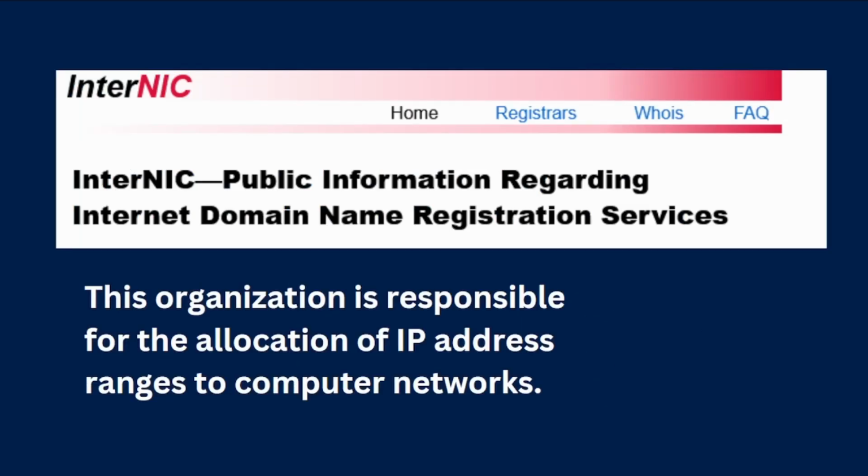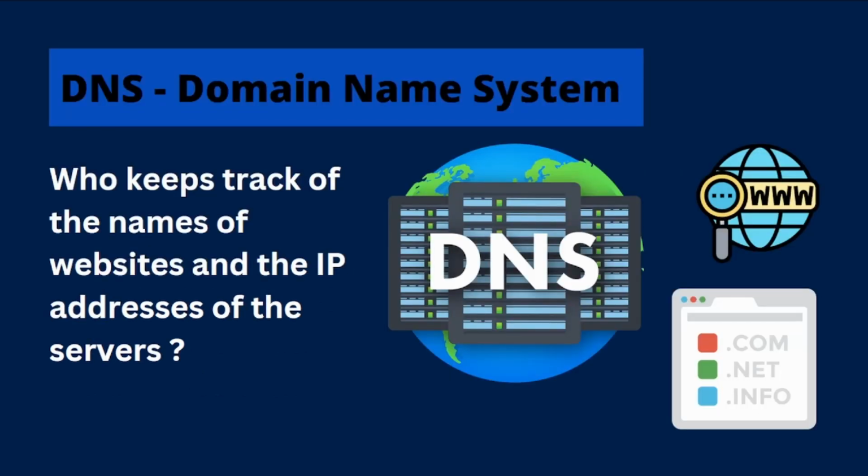Moving on, now we'll learn about the InterNIC registry. This is the organization that's responsible for the allocation of IP address ranges to computer networks. When allocating these IP ranges, they consider certain criteria such as the geographical area, the organization or enterprise involved, and the host. Now we'll be learning about the domain name system, DNS in short.